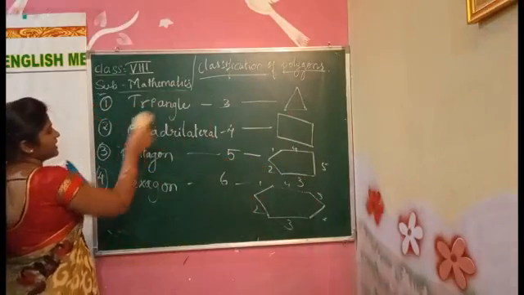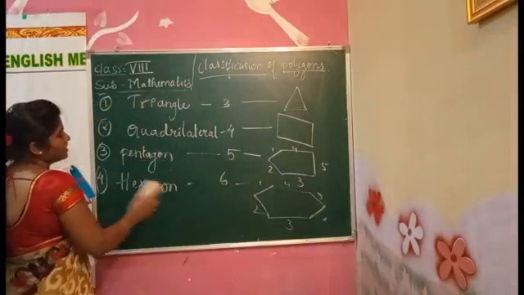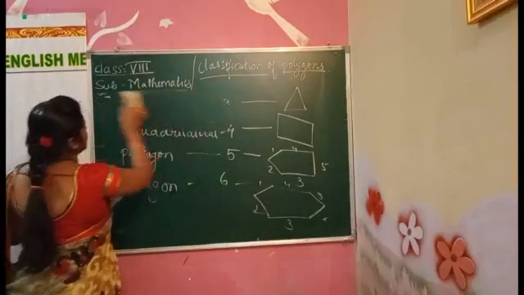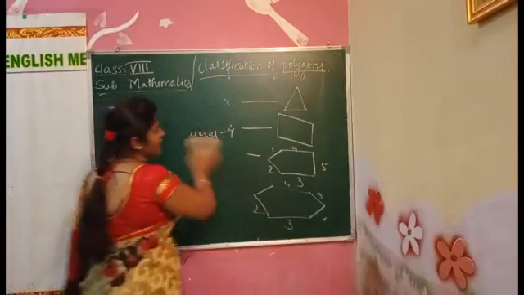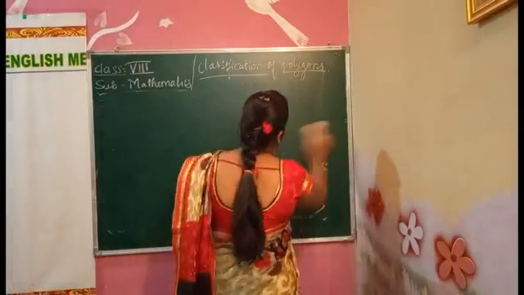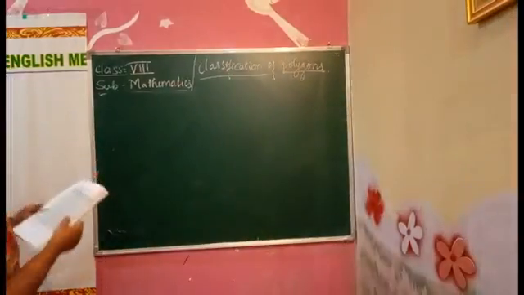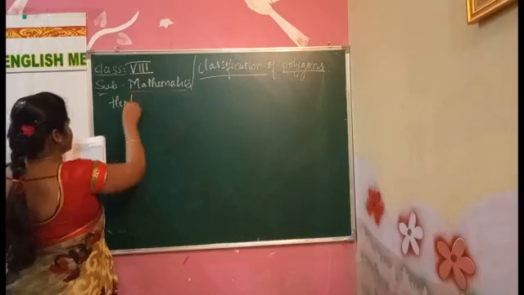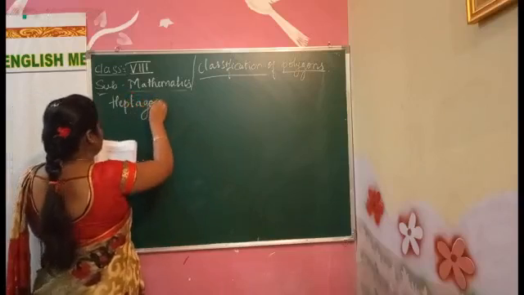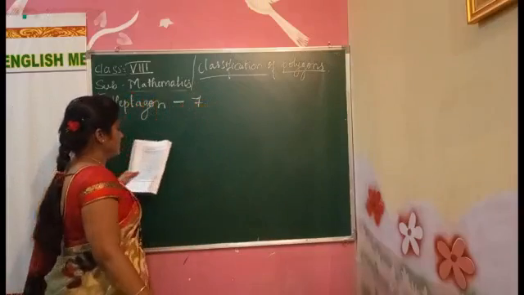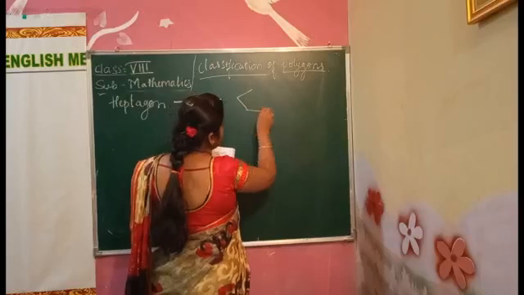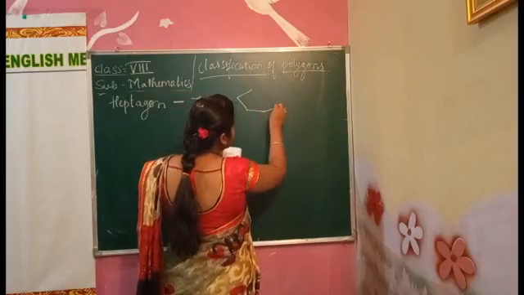Okay, triangle, quadrilateral, pentagon, hexagon. We'll move on to the next type. I will repeat, we'll move on to the 5th type. Next one is heptagon. Heptagon has 7 sides. Okay, it may be like this also.